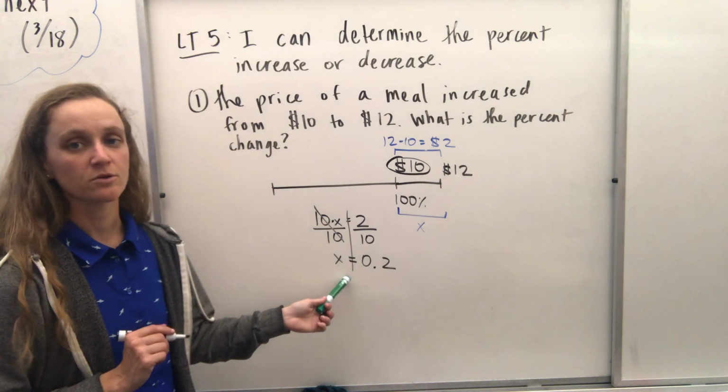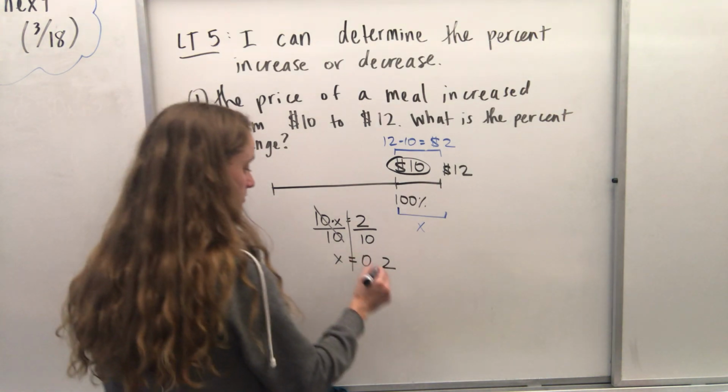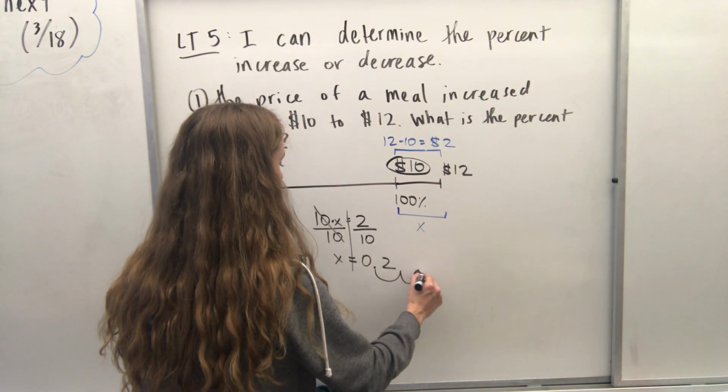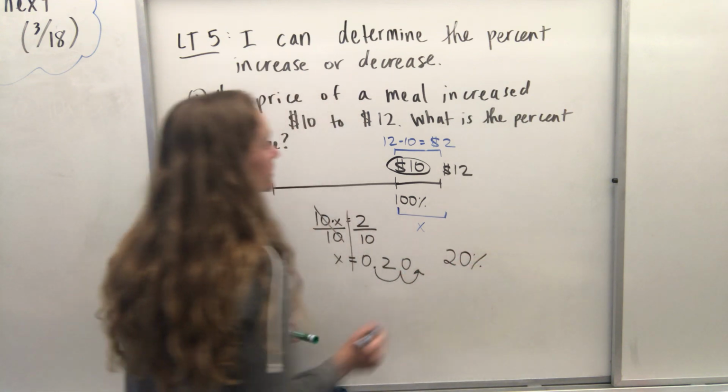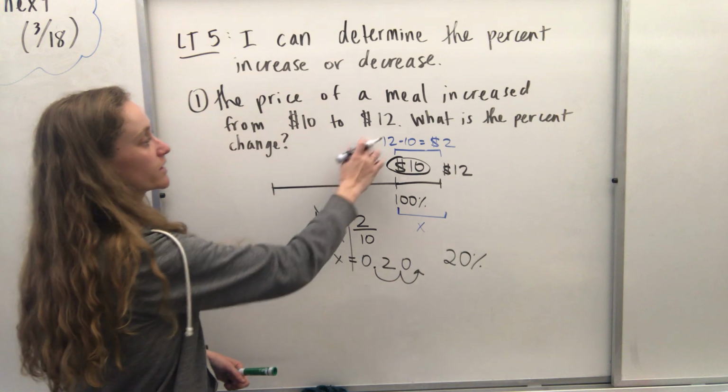But that's a decimal, and I want to know what the percent is. So to turn it to a percent, I move it over 2 places. And so that means that this was a 20%, and we know it's an increase because the amount went up.